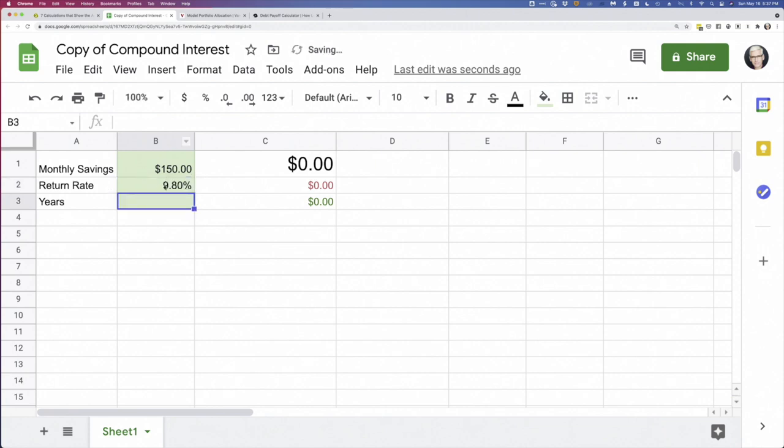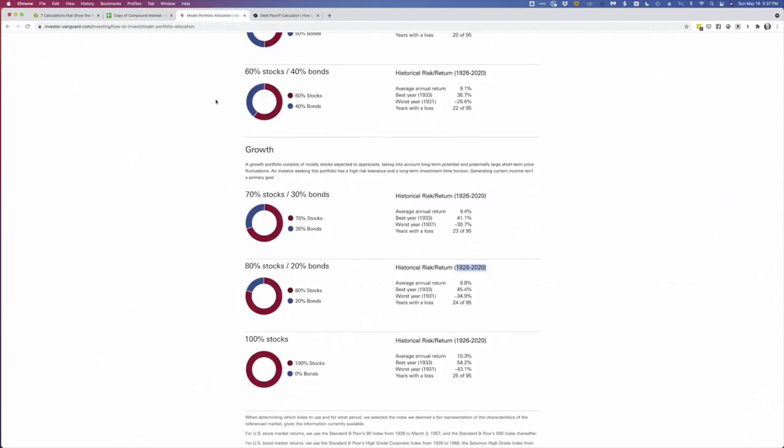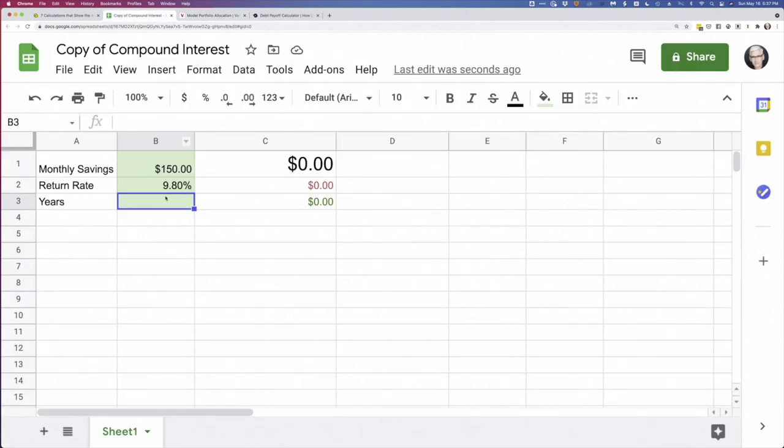I didn't actually pull that out of thin air. It maybe seems like an odd number. I actually got that from Vanguard. What they've shown is that with a portfolio of 80% stocks and 20% bonds from 1926 to 2020, you can see here it's returned an average of 9.8%. And for this first calculation, just to get things going, we'll assume we do this for 10 years. If we do that, we end up with just over $30,000.